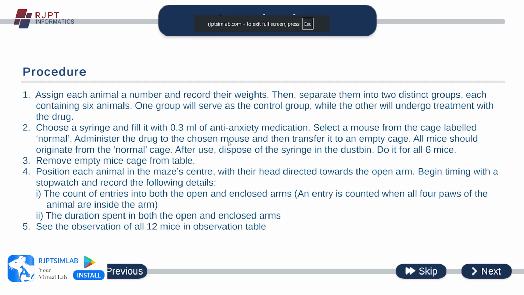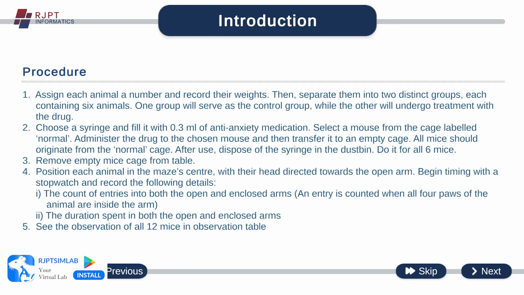So the second step of the procedure says that we have to fill a syringe with the anti-anxiety drug, and then select each mouse from the normal cage, administer the drug, and transfer it to an empty cage. All six mice should originate from the normal cage, and after use, we have to dispose of each syringe, and we have to do this for all six mice.